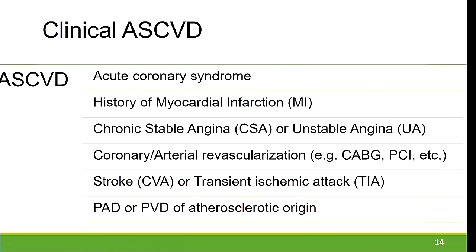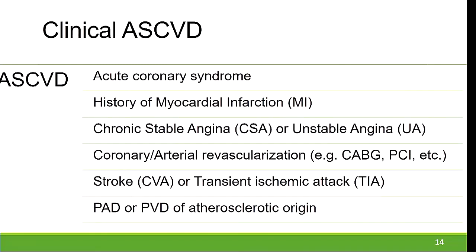So what is clinical ASCVD? These are any type of outcomes or disease states that happen due to atherosclerotic cardiovascular disease. So you've got ACS, you've got history of a myocardial infarction or heart attack. You've got stable and unstable angina, which is the chest pain. You've got coronary arterial revascularization, which is kind of hard to say, and that includes things such as CABG, which is coronary artery bypass graft. It's your bypasses. You've heard of single, double, triple, quadruple bypasses. PCI, which is percutaneous intervention.